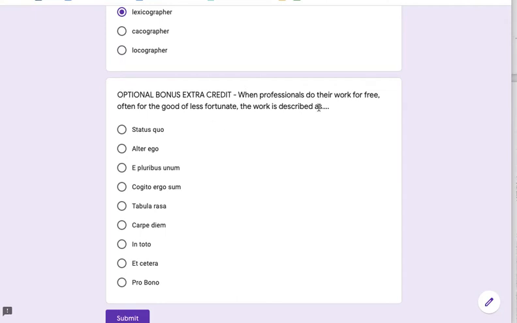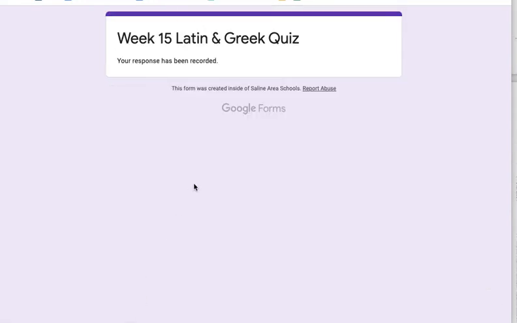So when professionals do their work for free, often for the good of the less fortunate, the work is described as, I happen to know this one, it's called pro bono. So when a lawyer practices law for free for people who live in poverty or to help a cause that they believe in, it's called pro bono. So we're going to hit submit, and if I set this up correctly, I would have feedback coming at me right away. You should get feedback right away so you can see how you've done.